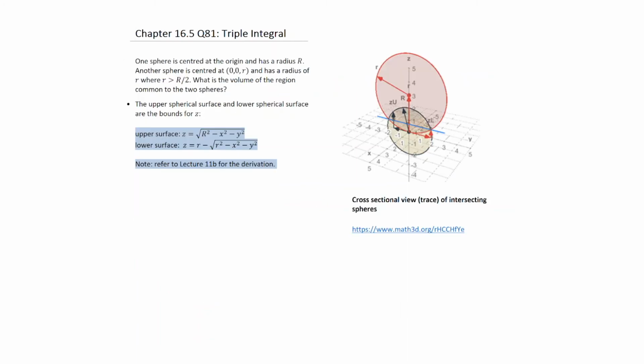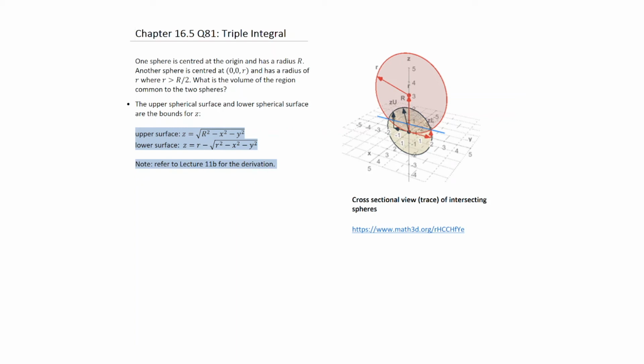All right, so the last problem we're going to look at is this one. Again, this is from the textbook. We have one sphere centered at the origin, which has a radius of capital R, and another sphere centered at 0, 0, small r, and has a radius of r, where r is greater than capital R over 2. What is the volume of the region common to the two spheres?